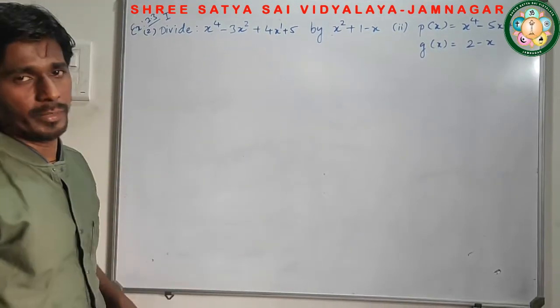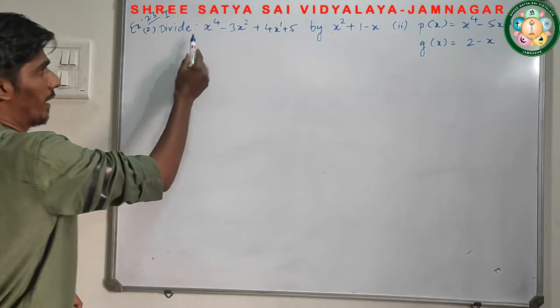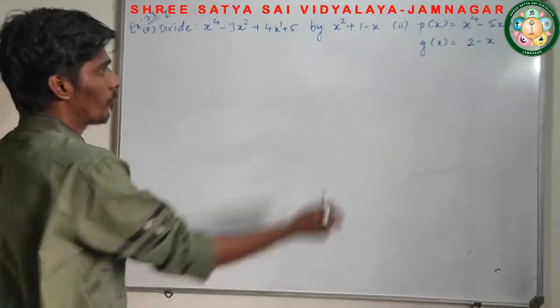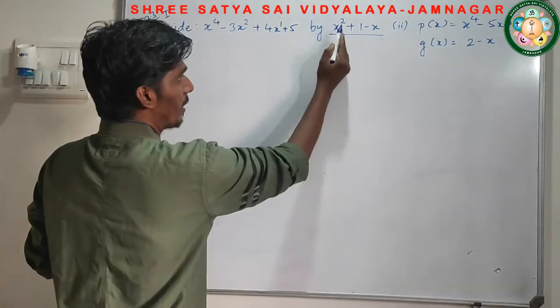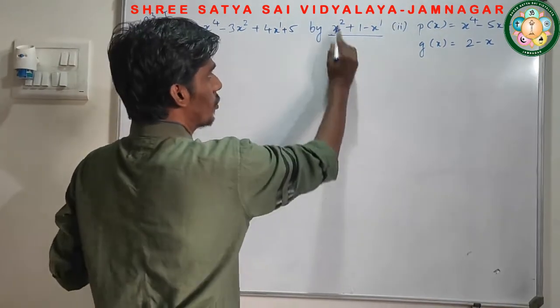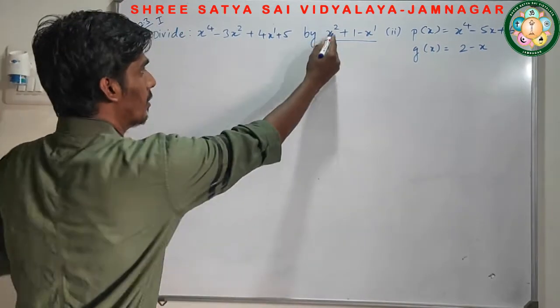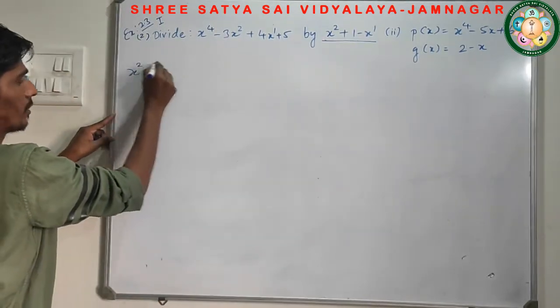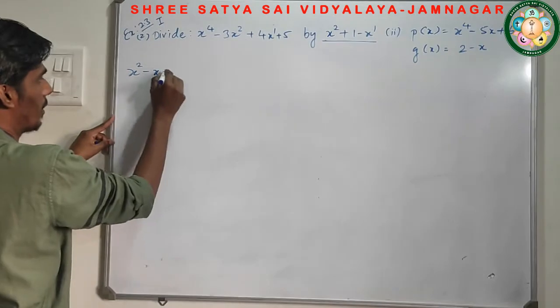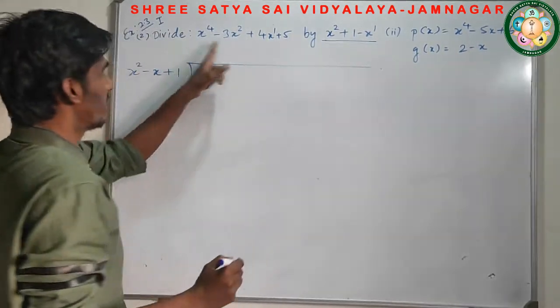Let's take one more example of exercise 2.3 of textbook. Divide this polynomial by this one. If you look at this divisor, here power 2, here constant term and here power 1. So first of all we have to arrange this one in decreasing order of their power. So x square first, then minus x and then 1. We have to divide this polynomial.